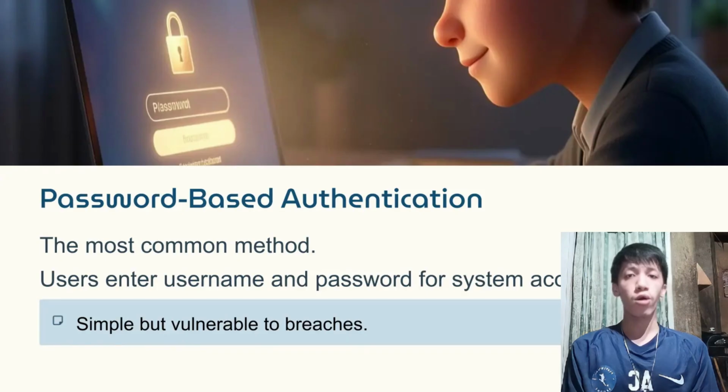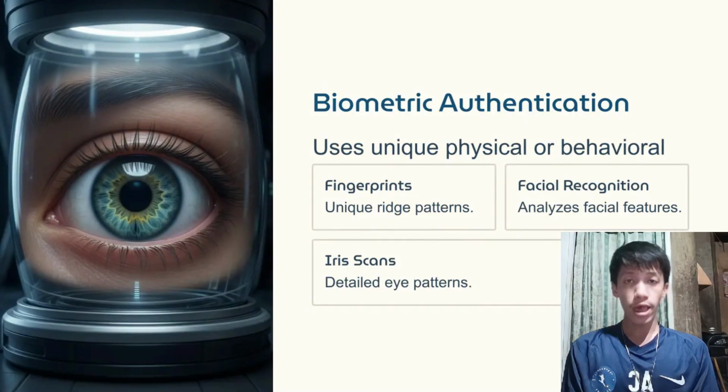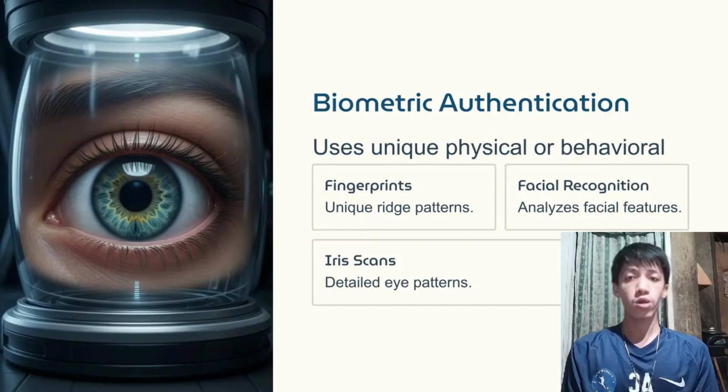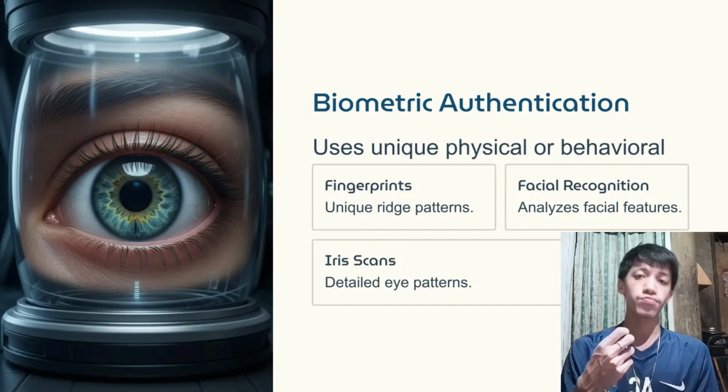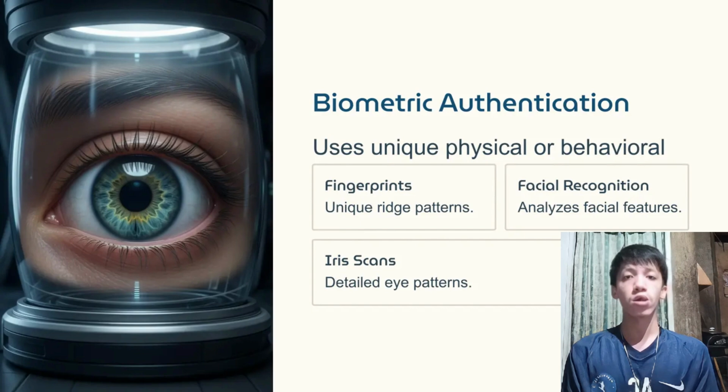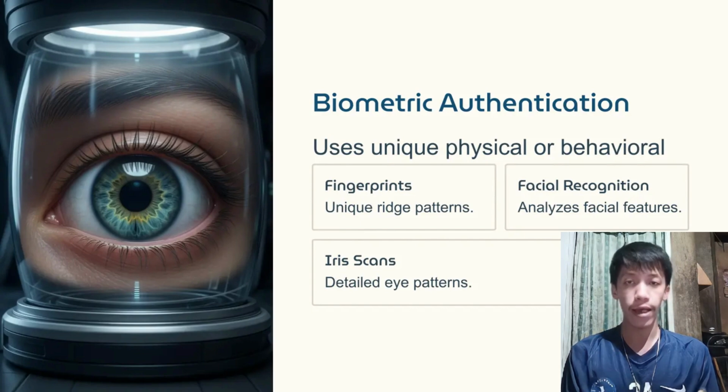This brings us to a more advanced method, biometric authentication. Instead of something you know, like a password, biometrics uses something you are, like your physical or behavioral characteristics. For example, fingerprints. We all have unique ridge patterns on our fingers. That's why fingerprint scanners on phones and laptops are so secure. No two fingerprints are exactly alike.